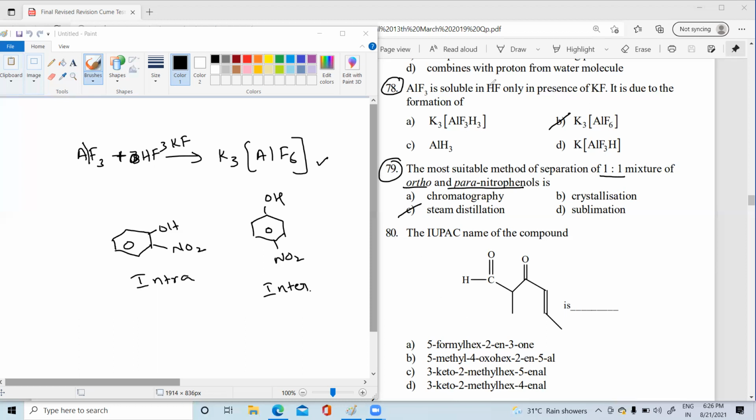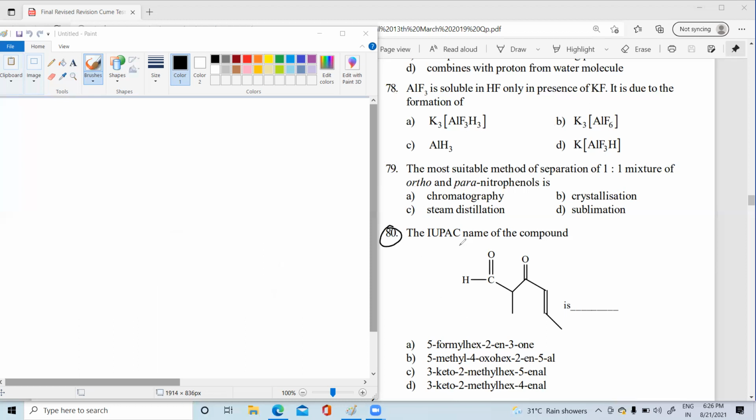Next, question number 80, students. The IUPAC name of the compound, you can check here. Give the numbering from where the functional group is there. We have 2 functional groups here: aldehyde and as well as ketone. Which is the least number we have to give? Aldehyde. 1, 2, 3, 4, 5, 6, students.